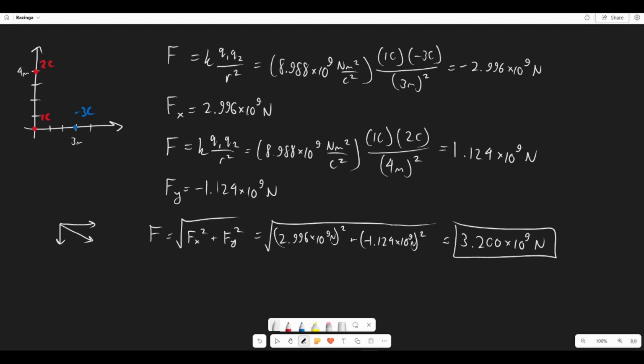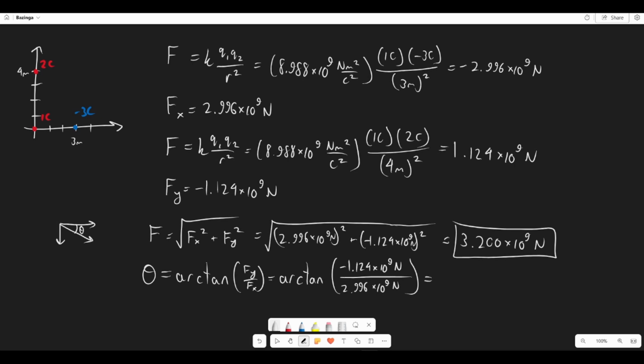Then, to calculate the angle, indicating the direction, we use the arctangent, or inverse tangent, of the force in the y divided by the force in the x. Plugging this into a calculator yields negative 20.556 degrees.